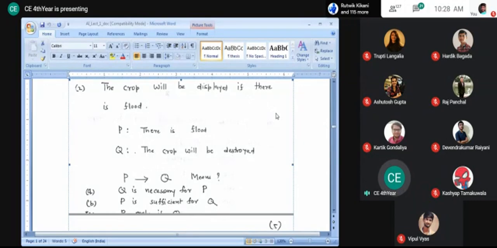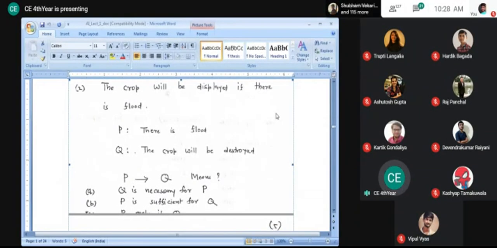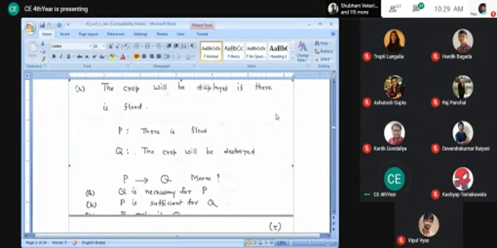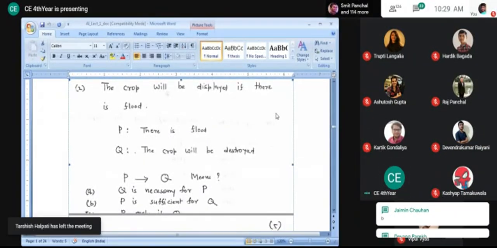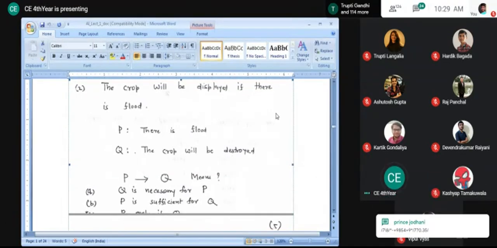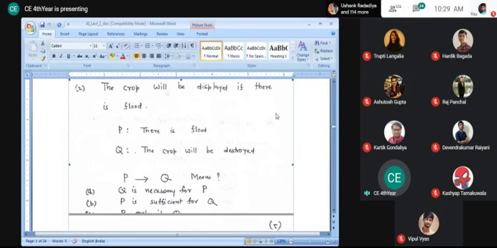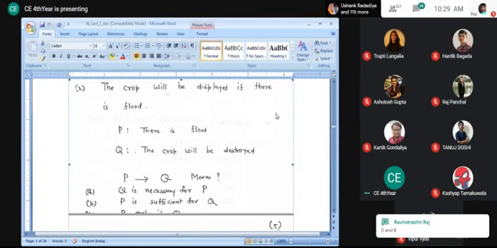Among these, which is closer to P implies Q? You have to think about this for a while. P implies Q means: Q is necessary for P, P is sufficient for Q, P only if Q, Q if P. These are the four options. Now I think someone, anyway, you have been writing this.